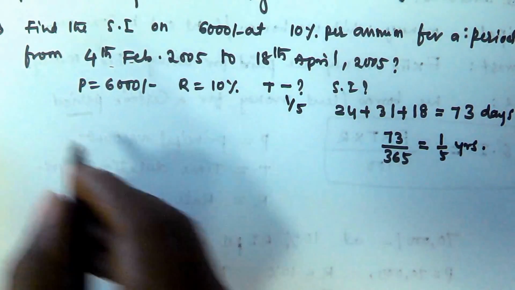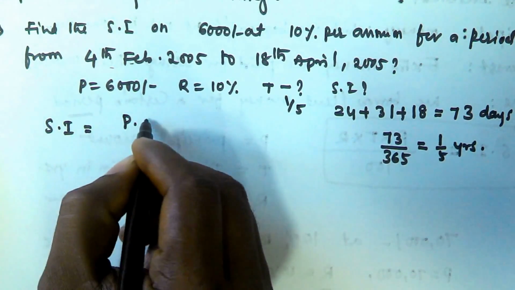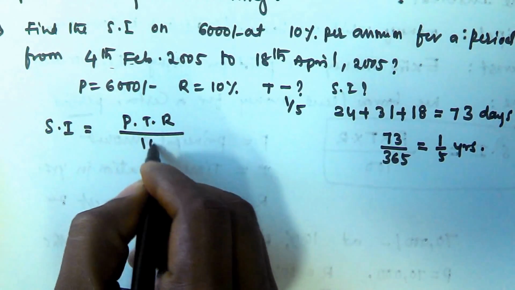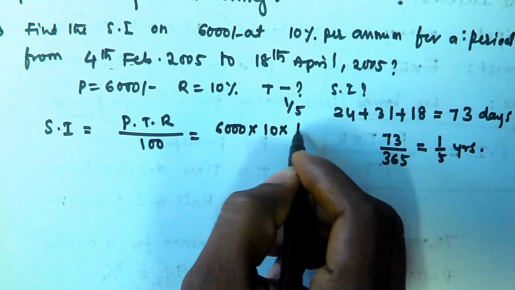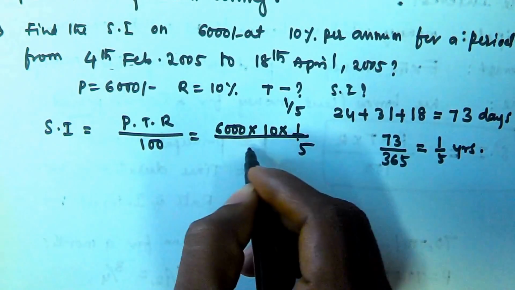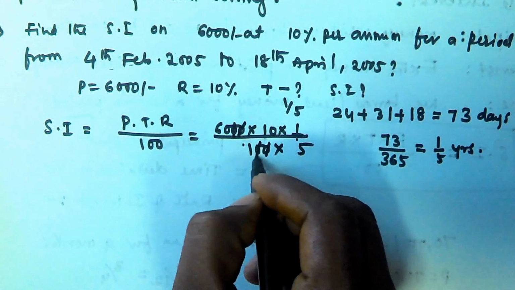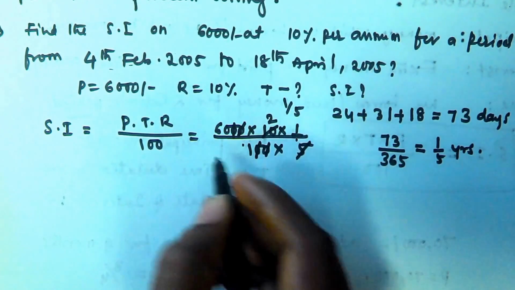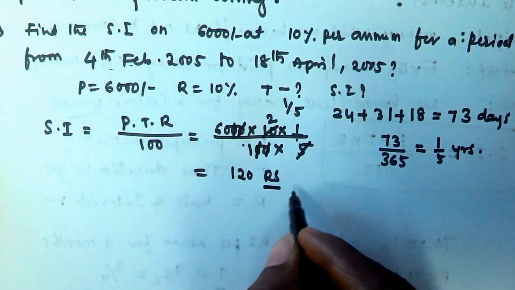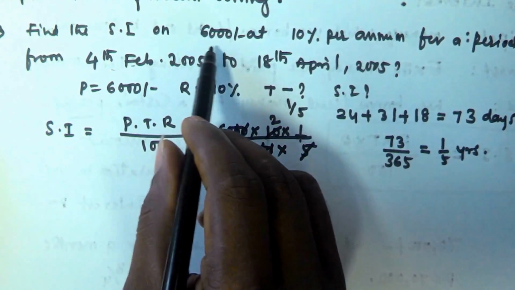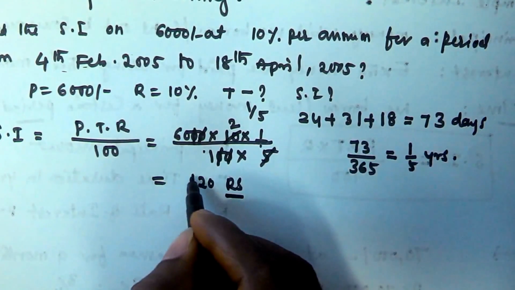So now we have to find the simple interest. As you know, the simple interest formula: simple interest is equal to P into T into R by 100. So P is given, that is 6,000, the rate of interest 10 is given, and the time is given, 1 by 5, into R by 100. So 2 cancels and 2 zeros cancel. 60 into 2, so that is going to be 120 rupees. Okay, so this is the simple interest we will get on 6,000 rupees at a rate of 10% per annum for 73 days. We get 120 rupees.